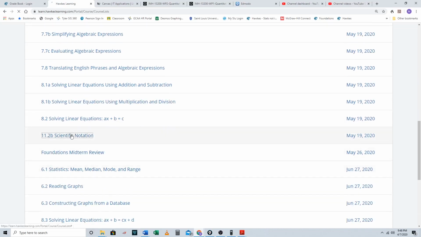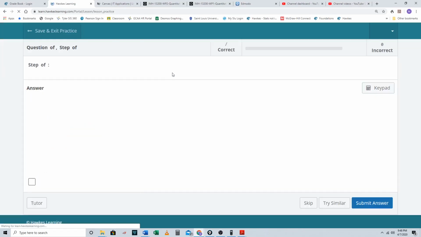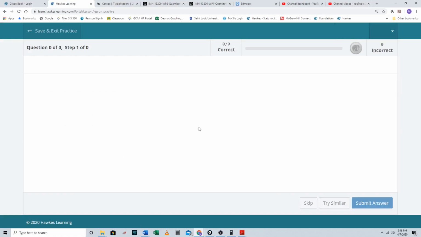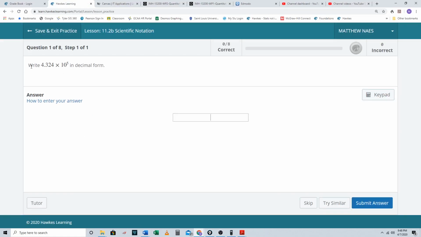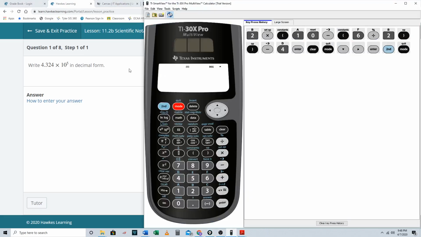11.2b is due, scientific notation. If you're asked to put something in scientific notation or decimal form, I can just type this in my calculator. If they don't want it in scientific notation, you want to go back to mode and change it to normal. To get out, just press clear.